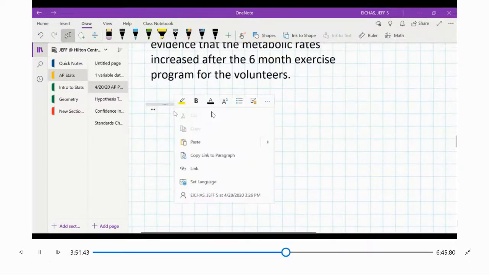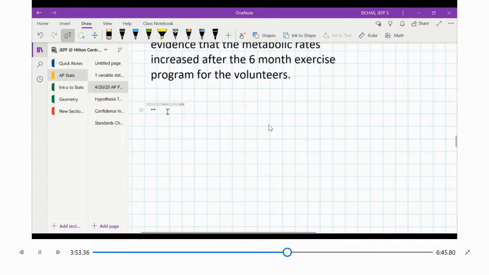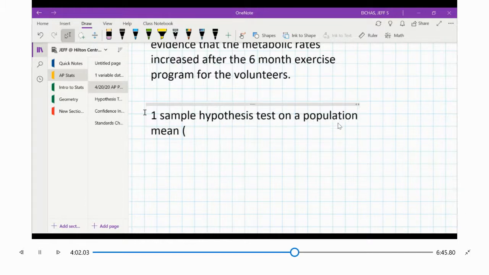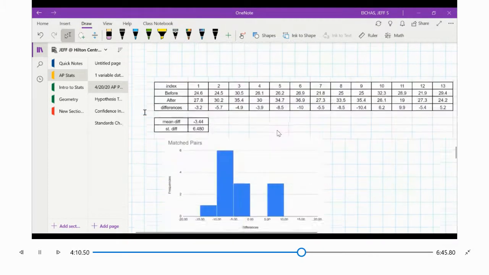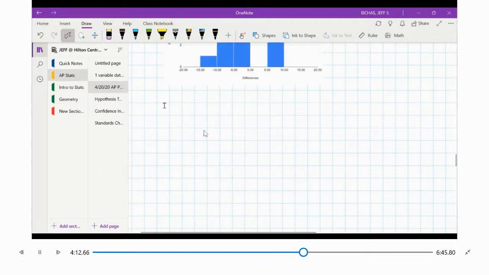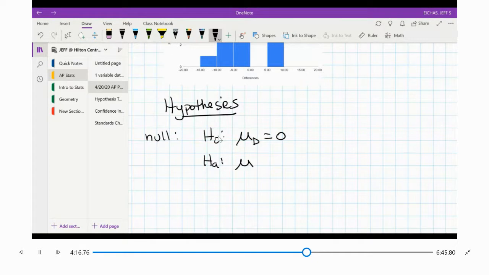Okay. So let's see, what am I doing now? Okay, stating what process I'm going to use. T procedure. Not a known standard deviation there. Sorry, I was a little quick. So now I'm writing the null and alternative hypotheses.